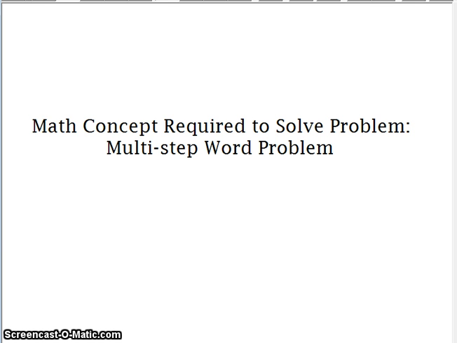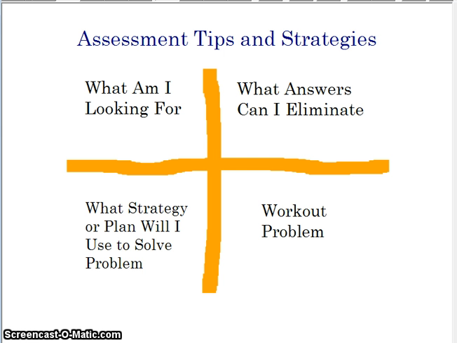The math concept required to solve this problem is multiple step word problems. We're going to be using our 4-pane strategy. First thing, top left hand corner, finding out what I'm looking for. On the top right hand corner, we're going to try to figure out what answers we can eliminate. Bottom left hand, we want to see what plan or strategy we can use in order to solve our problem. And on the bottom right hand side, we're going to work our problem out.